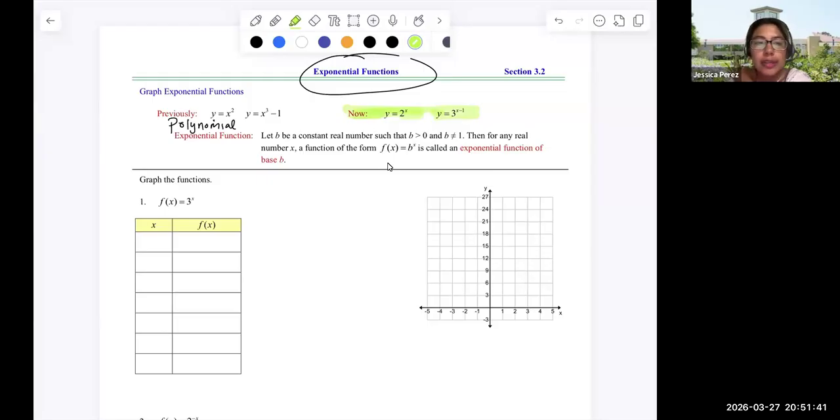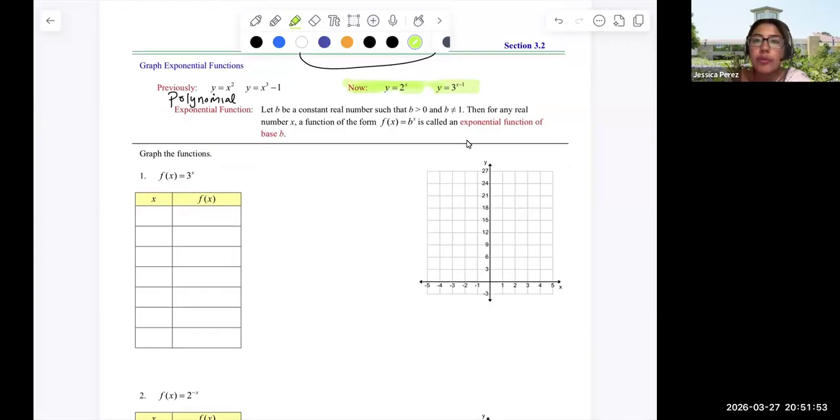So let's begin by defining an exponential function. Let b be a constant real number such that the base is greater than 0 and the base is not equal to 1. Then for any real number x, a function of the form f of x equals b to the x is called an exponential function of base b.